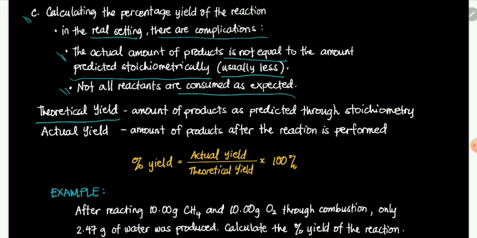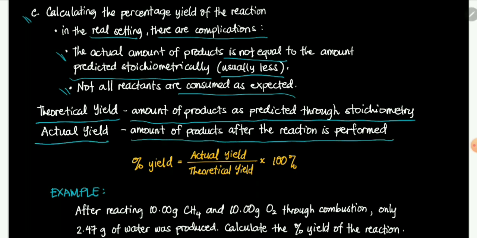Theoretical yield is the amount of products as predicted through stoichiometry. Ito yung kinakalculate nyong yield. Ito yung pinapredict nyong yield using the amount of the reactants present. Okay? So the actual yield is the amount of products after the reaction is performed. Kapag ginawa mo na talaga yung reaction at bineasure mo yung amount of products, that would be the actual yield. So to be able to calculate the percent yield, we need both data. So the percent yield is equal to the actual yield over the theoretical yield or the stoichiometric yield times 100%.